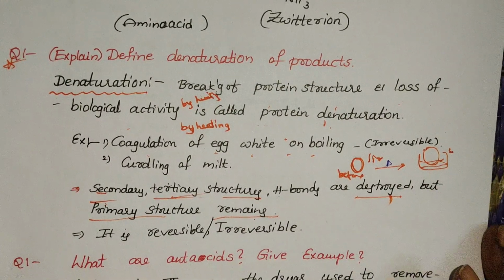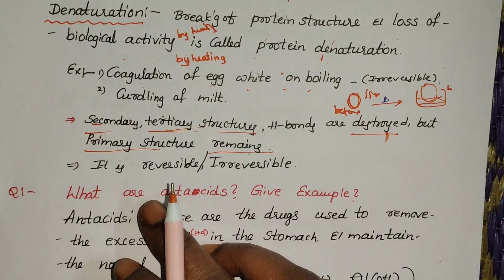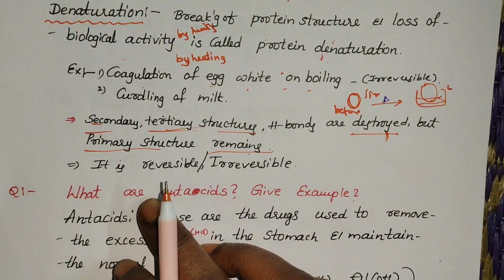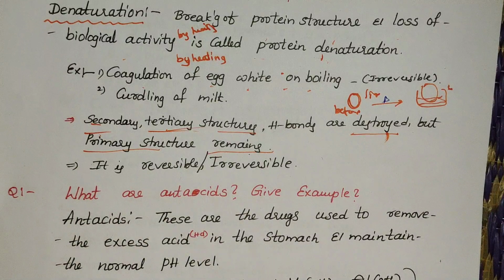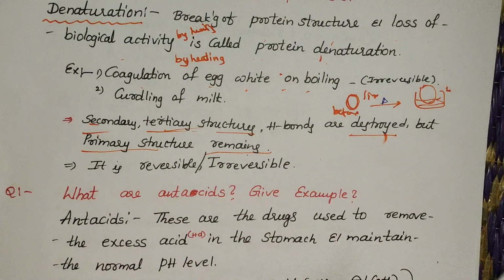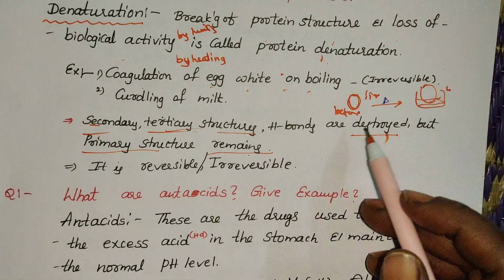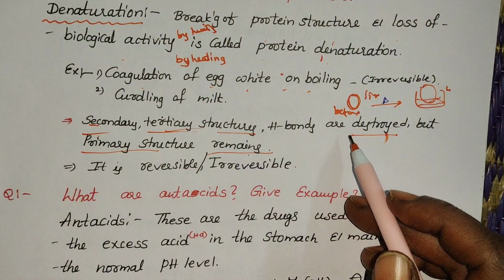Next, it is reversible, like curding of milk. With some special techniques milk may convert into curd, but most of the times, 99%, it is irreversible. A boiled egg may not convert back into a normal egg. This is an irreversible condition.